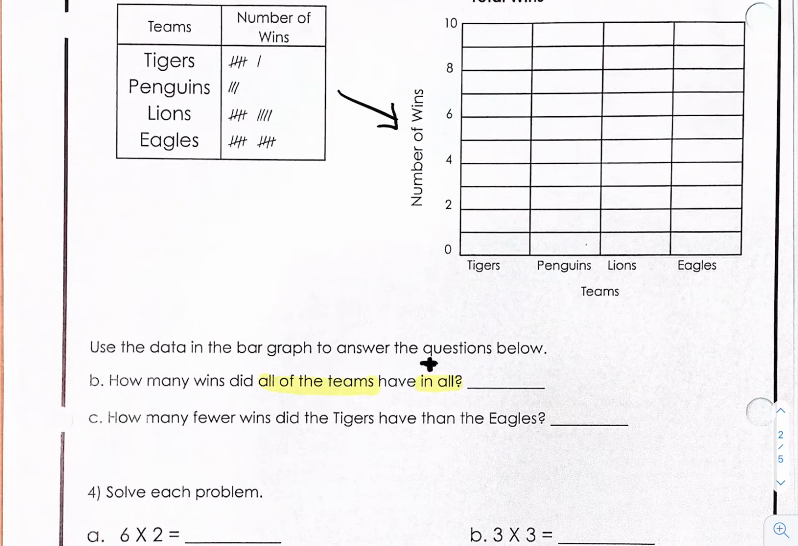Let's look at C. How many fewer wins did the Tigers have than the Eagles? So we're just looking at the Tigers and the Eagles here, and we are comparing how many more wins one had than the other. So that's a keyword that tells me we're going to be doing some sort of subtraction.